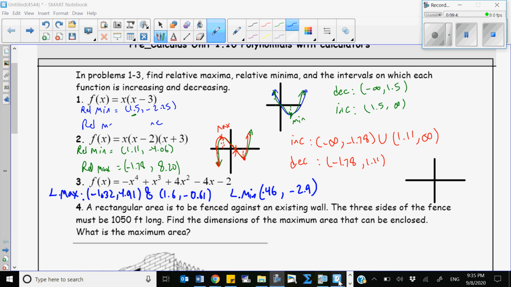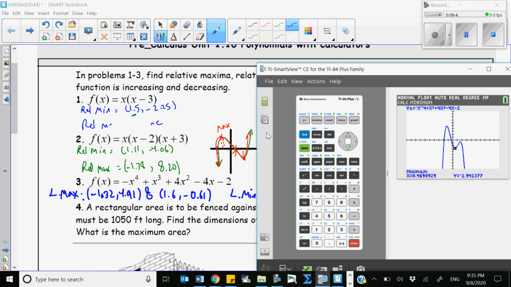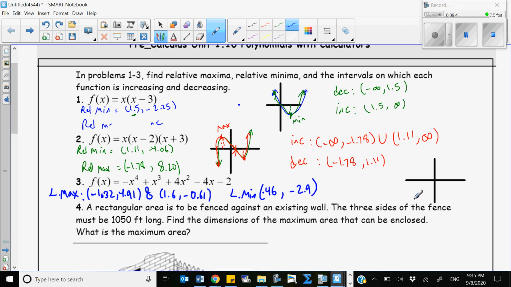The graph was something like this. I'm going to graph it here on this paper, on this screen. So it was something like this. Let's make it a little bit better. So it was something like this. Okay.